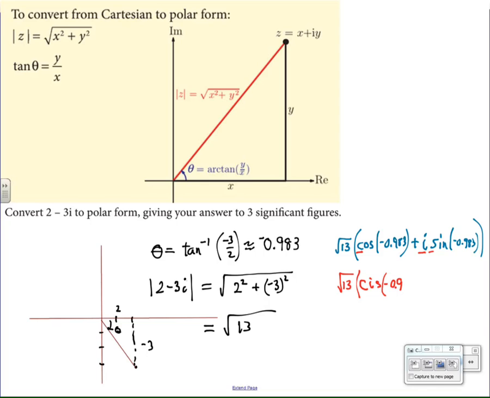Oh, I'm sorry. What I meant to say was that the sine of the angle we're dealing with here is a scaled down version. We need to scale it back up by square root of 13. Sorry, I lost my way for a little bit there.